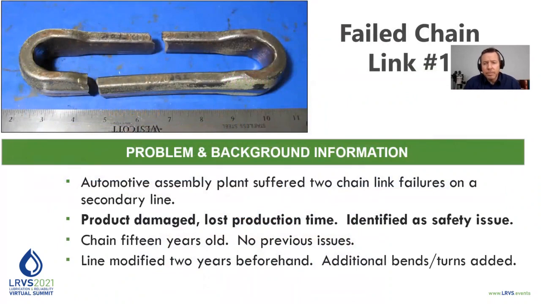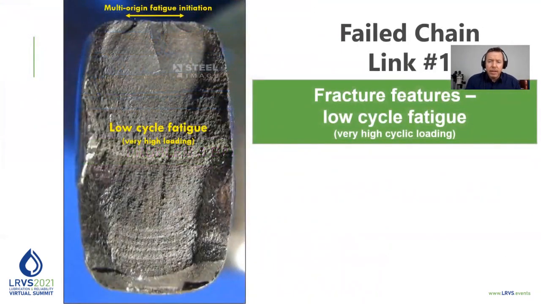So example number 1, a failed chain link. This is from an automotive assembly plant. They suffered 2 failures. The chain was 15 years old, and they had never had failures before these 2 links. But 2 years ago, they did make modifications to the line. They had included additional bends and turns into it. Now, again, the only way to be sure how something failed is by examining its fracture features, and that requires a knowledge of what to look for.